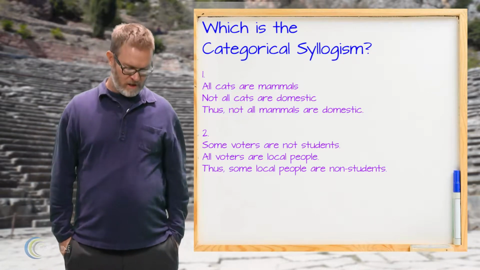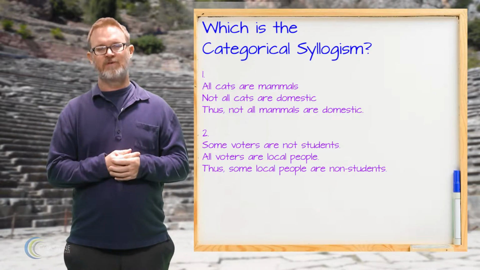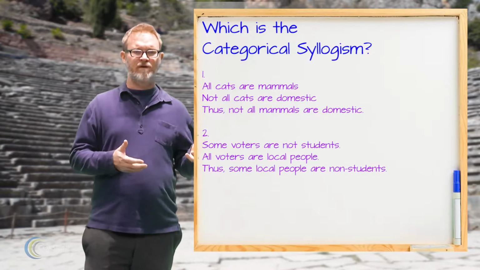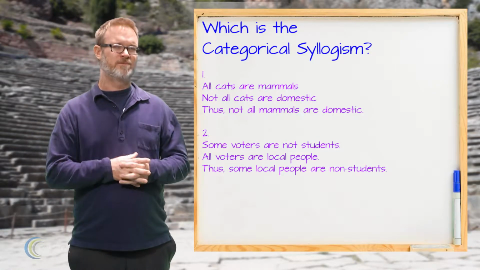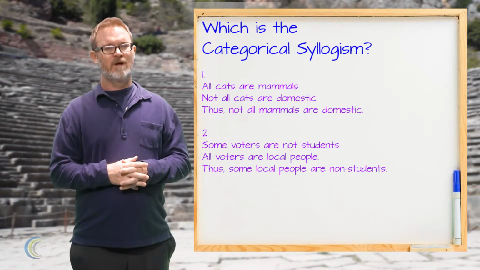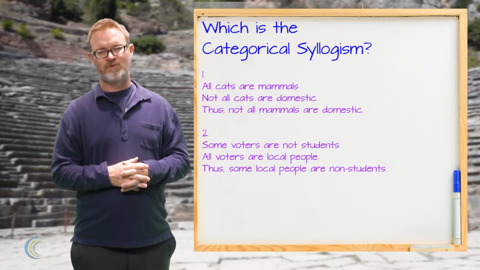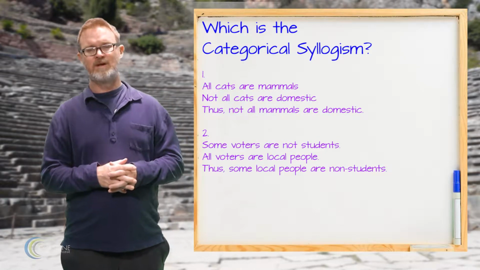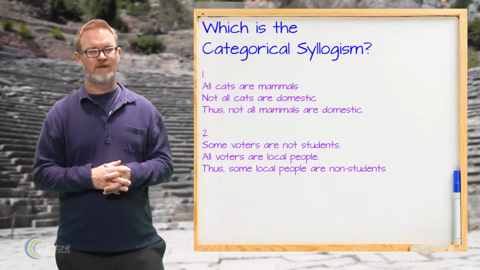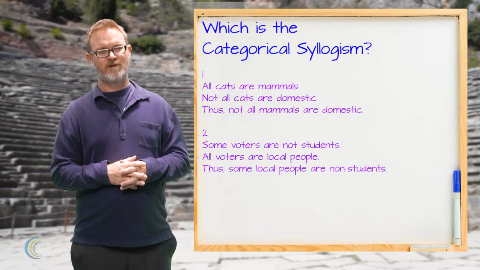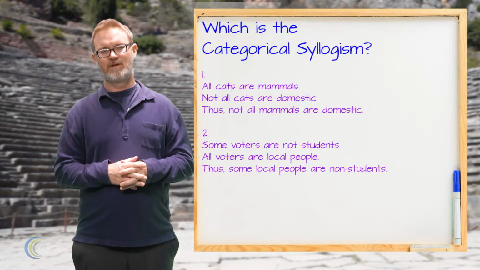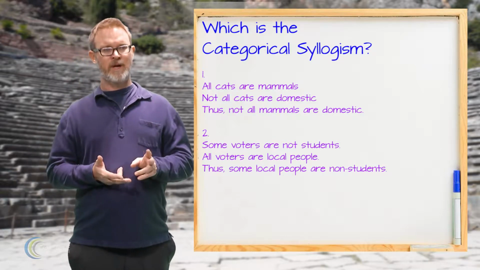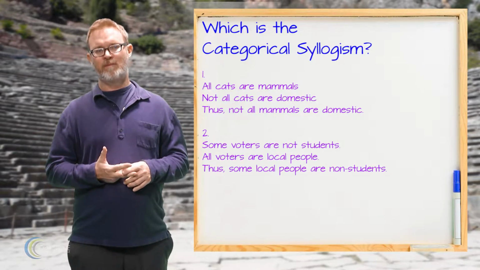So we have here a bit of test your skills. We have three arguments, and we want to determine if any of these are categorical syllogisms and why, or why not, right? So the first example: the first premise says all cats are mammals. Then the second premise says not all cats are domestic. And then the conclusion of the argument is therefore not all mammals are domestic, right? So we have: all cats are mammals, not all cats are domestic, therefore not all mammals are domestic.